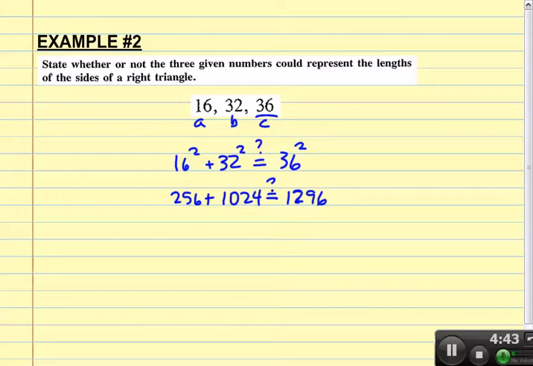Well, let's see. 256 plus 1,024, and 256.